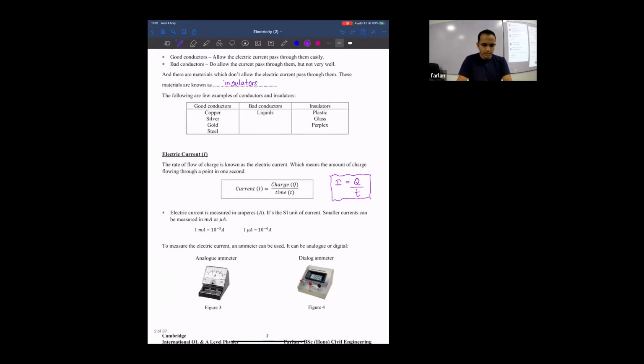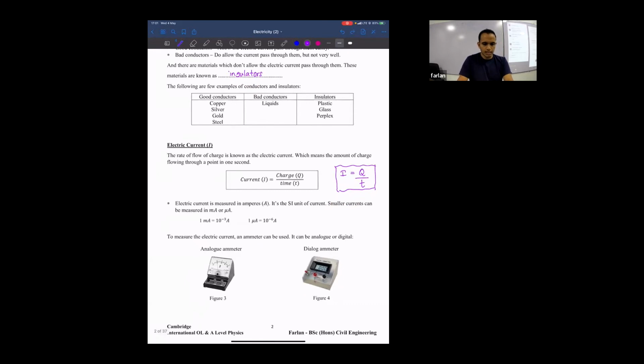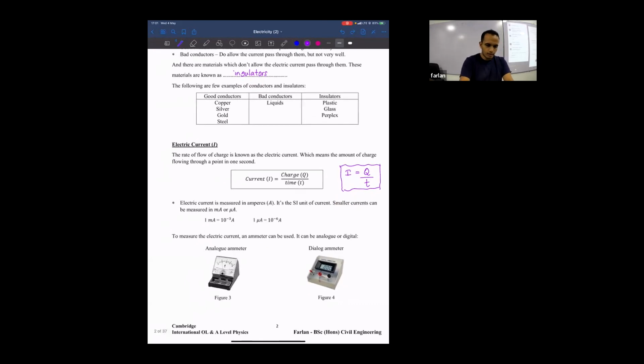To measure the electric current, an ammeter can be used. It can be an analog or a digital ammeter. An analog ammeter looks like this. A digital ammeter straight away gives you the value of the current. The pictures of both are given here.